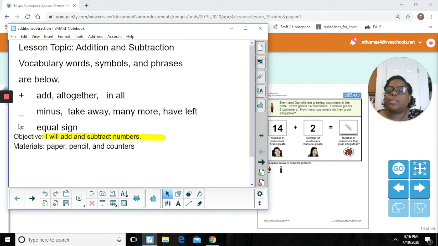And here we have the equal sign. You will see the equal sign in addition problems and subtraction problems. The equal sign comes after the addition symbol or the subtraction symbol. So what is our goal today? Our goal today is to add and subtract numbers. So we're going to be adding double-digit numbers with a single-digit number, or we could be adding two double-digit numbers together. And that would be the same process for subtraction as well. Okay? So by now you should have your paper, pencil, and counters, and we're all ready to get started.